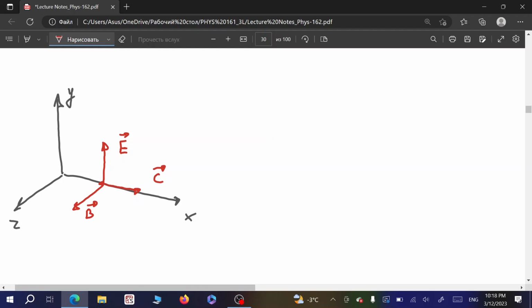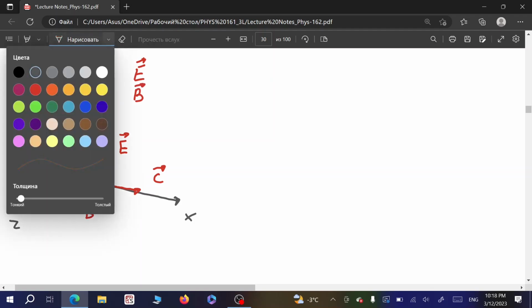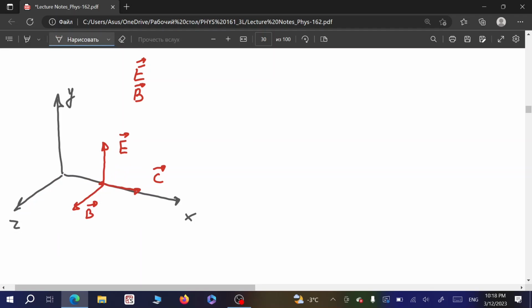So in this case, electric field vector and magnetic field vector, let me change color, these will be functions of x, position along axis x, and time. So this will be another function of x and time. So they will not be functions of y and z.